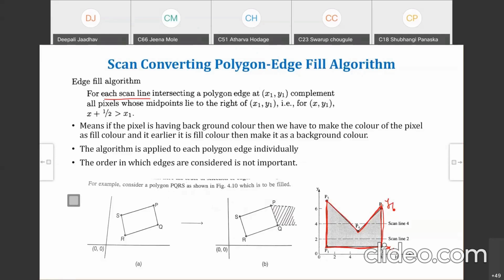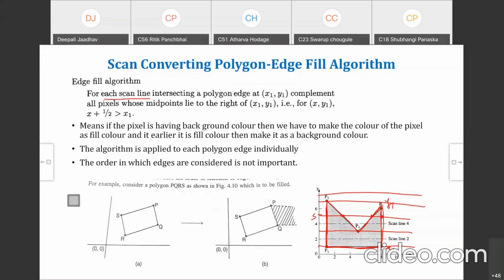Now, what is the algorithm for each scan line? So these are the scan lines. This is the 0 scan line. This is the first scan line, second, third, fourth, fifth, sixth, seventh, eighth. These are the scan lines according to which the raster image works. So for each scan line intersecting the polygon edge: this scan line intersects this polygon edge here, this scan line intersects this polygon edge here, and this same scan line 5 intersects this polygon edge here.